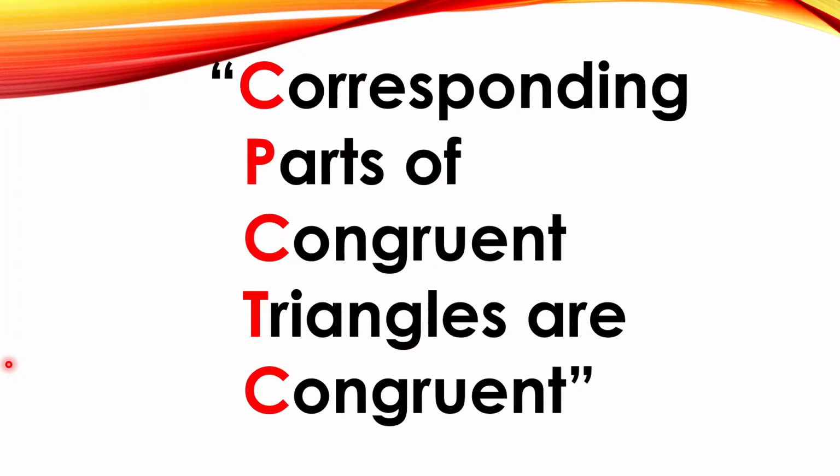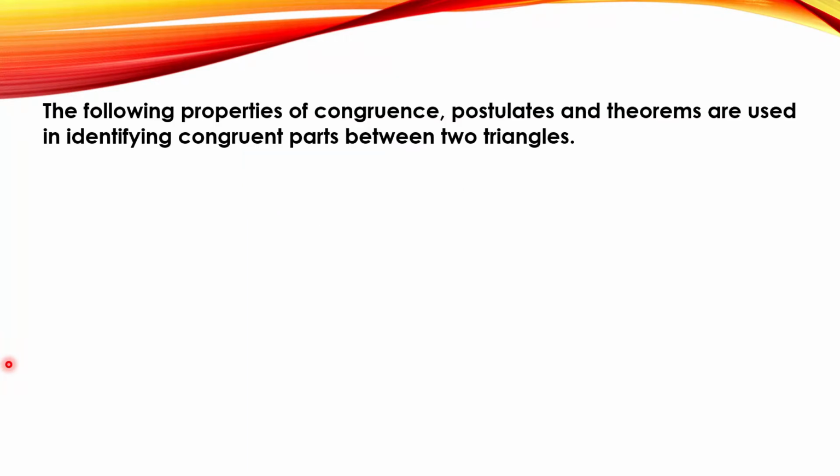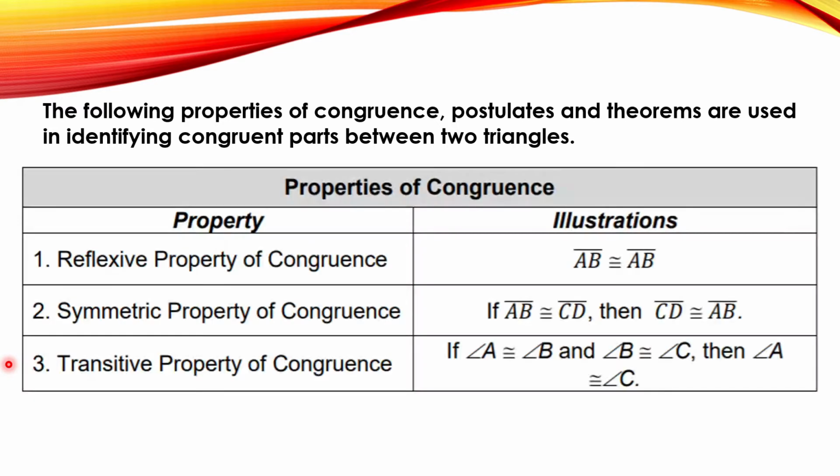We have here CPCTC, meaning corresponding parts of congruent triangles are congruent. The following properties of congruence, postulates, and theorems are used in identifying congruent parts between two triangles. The first one is the reflexive property of congruence. For example, side AB is congruent to side AB.